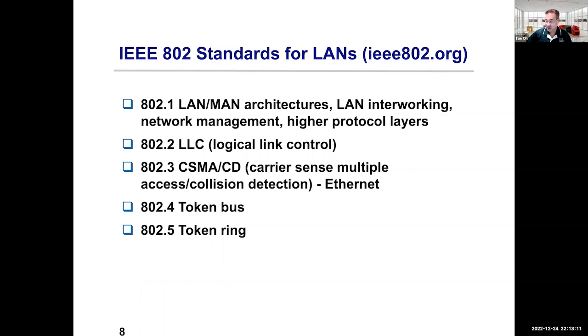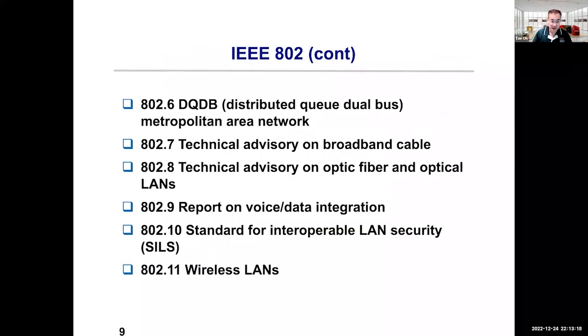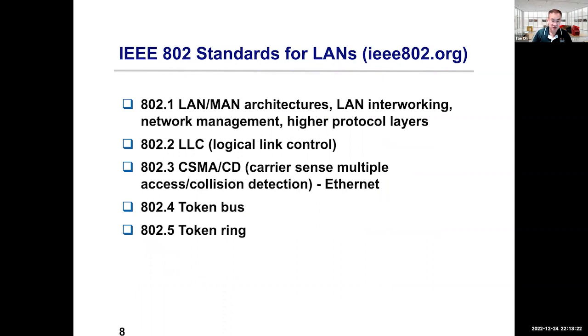For the wireless access point, that is 802.11, the wireless local area network. They use CSMA/CA, which is collision avoidance. It avoids a collision in the first place. That's CSMA/CA. Anyway, 802.4 is token bus, 802.5 is token ring.